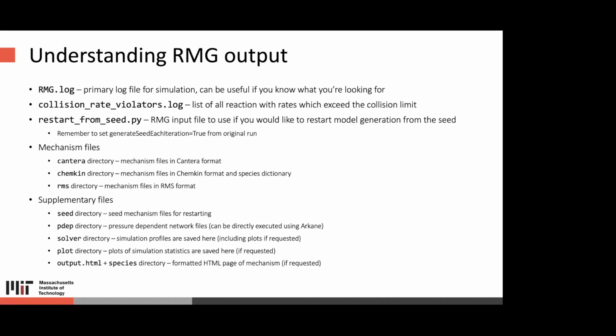One quick question. You didn't mention the collision rate violators. I'm assuming it's the rate rules that end up giving rates that are higher than the collision rate. Would that be why you're getting those higher rates? Yes. And does it stop the RMG run, or does it keep continuing by assuming that anything above the collision limit is just set to the collision limit? How does it deal with the rates that are higher than the collision rates?